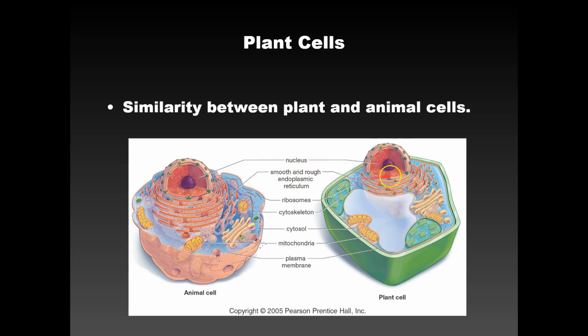Animal cell has a nucleus as well as a nucleoli. Okay. They both have endoplasmic reticula. They both have ribosomes. They both have cytoskeletal elements within them. They each have cytosol, which is sort of the watery component within the cell. They each have mitochondria for creating energy. Both have plasma membranes.